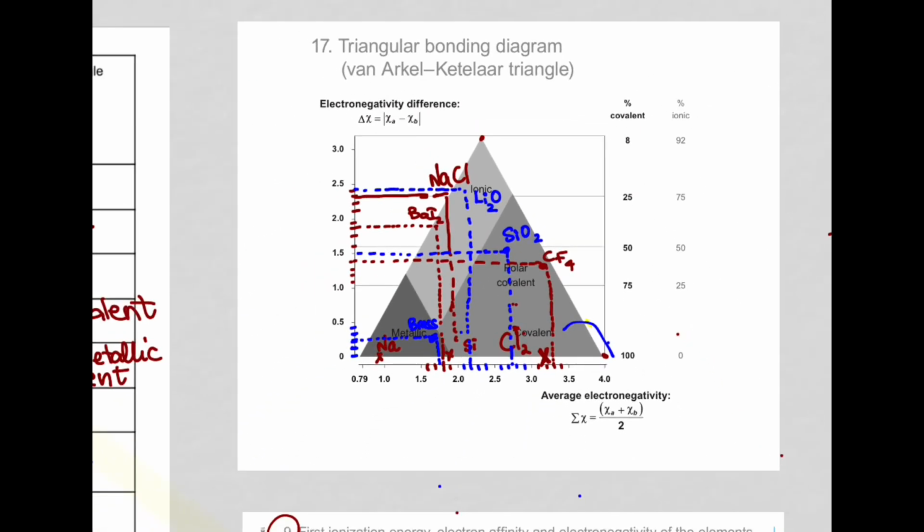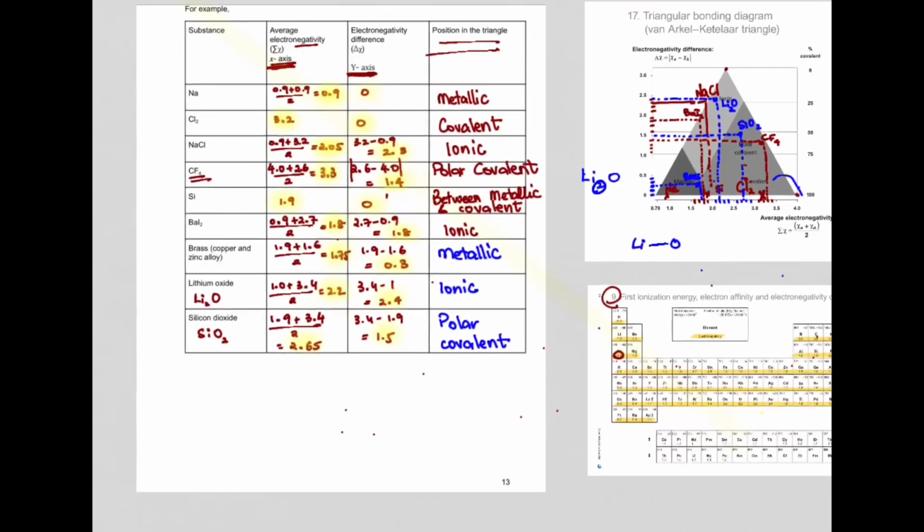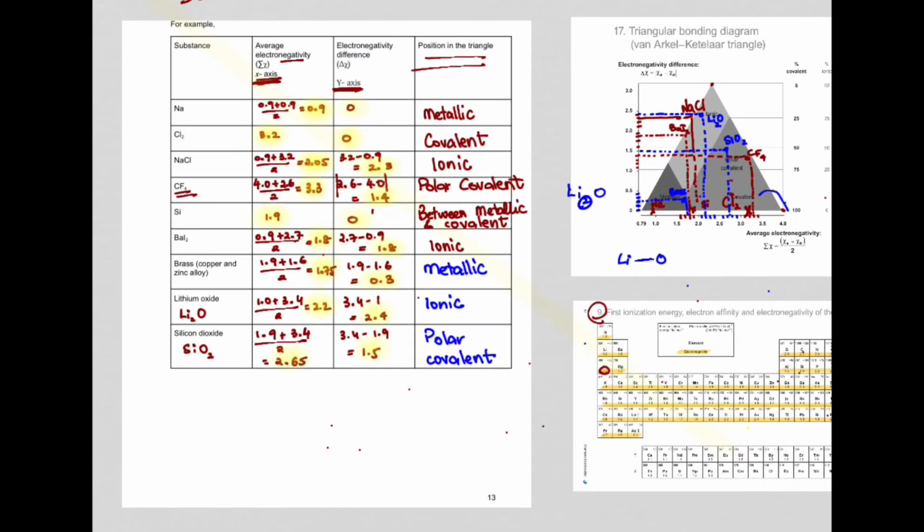And you will see that the stoichiometric ratio has nothing to do with the calculation, because the bond is only going to be between Li and O. So it's only the interaction between two atoms that we're looking at. So whether it is Li2O, there's nothing to multiply with these two. So we're only looking at two elements, and the position of the compound or substance in the triangle is noted over here.